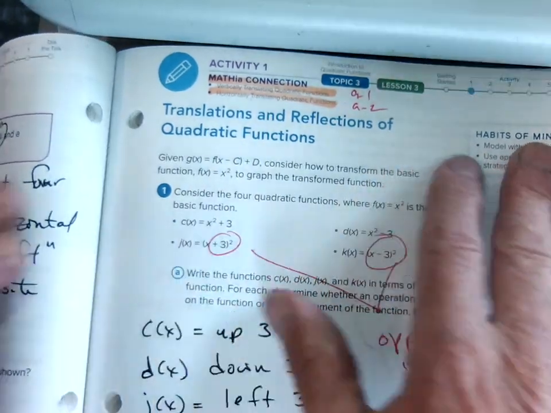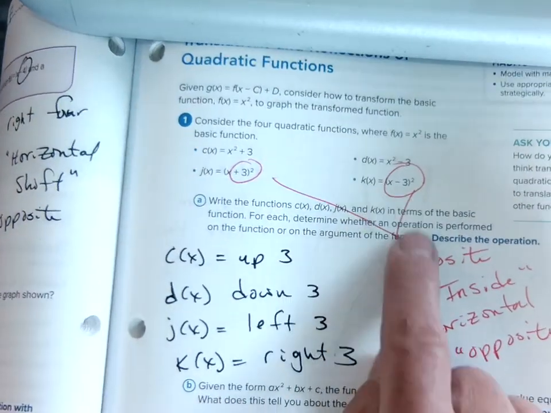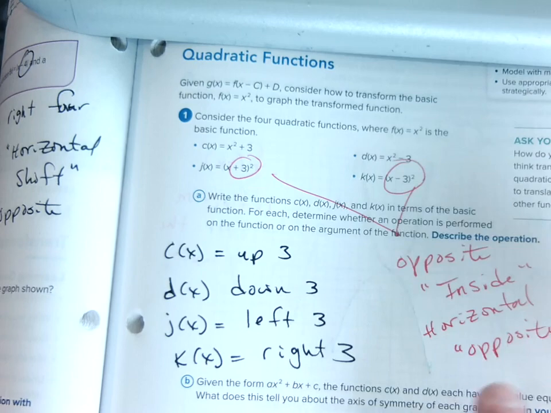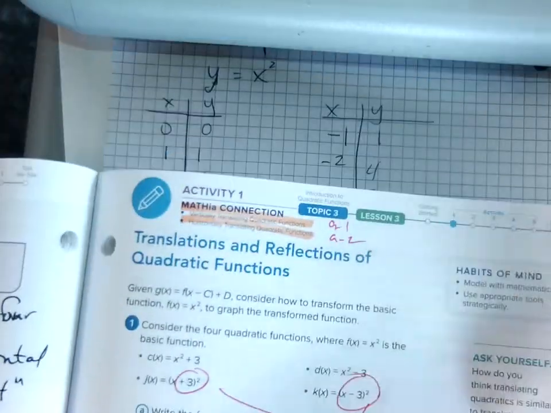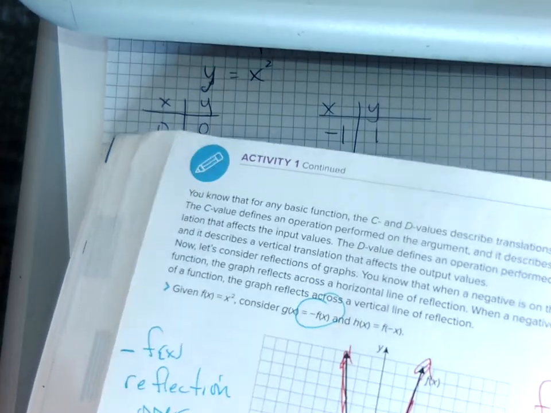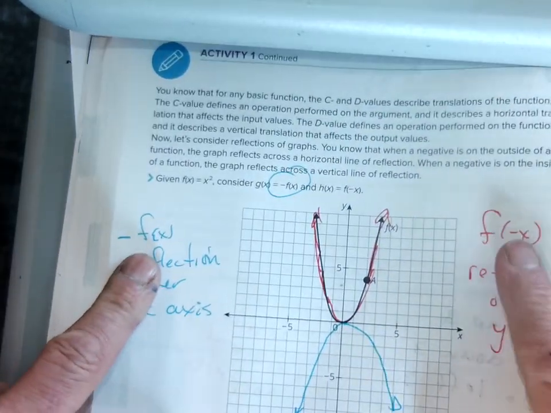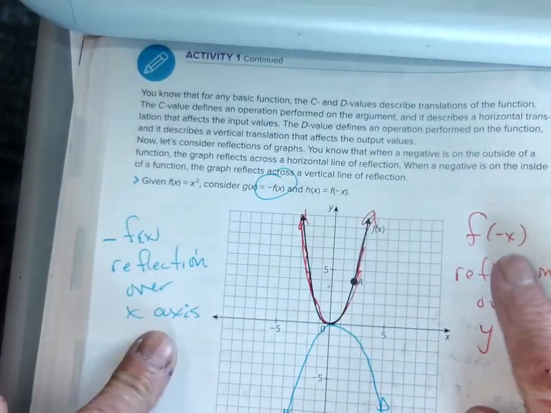And then we know if it is going to be a minus 3 on the inside, it is a translation, goes to the right 3. So we graphed all of these, either up 3, down 3, to the right 3, and then to the left 3, okay? So then we turn the page, and we looked at what happens if it's a negative f of x. So negative f of x is really a translation over the x-axis.